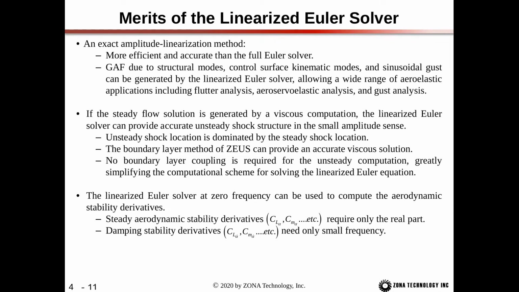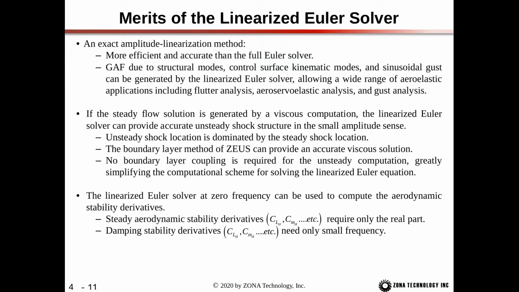Next, if the steady flow solution is generated by a viscous computation, then the linearized Euler solver can provide accurate, unsteady shock structure in the small amplitude sense. And this is because the unsteady shock location is dominated by the steady shock location, and the boundary layer method of ZEUS can provide an accurate viscous solution. And no boundary layer coupling is required for the unsteady computation, which greatly simplifies the computational scheme for solving the linearized Euler equation.